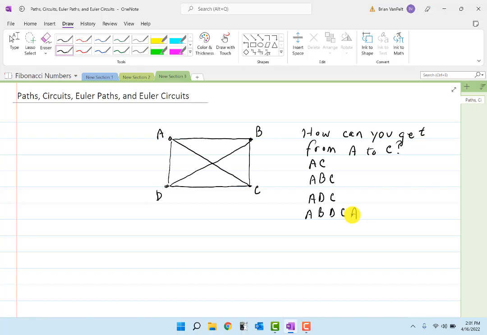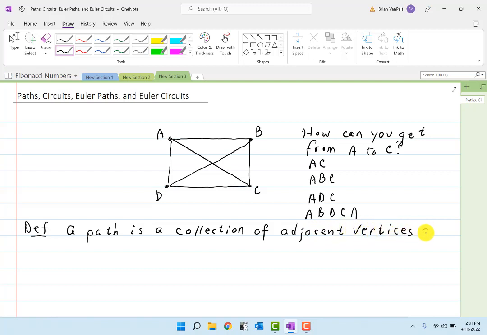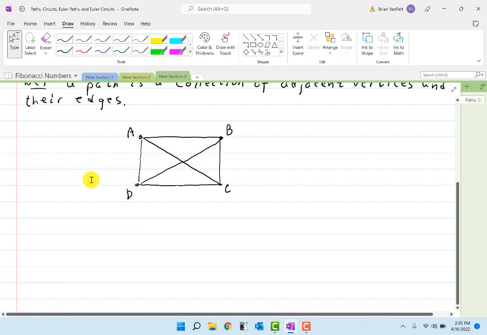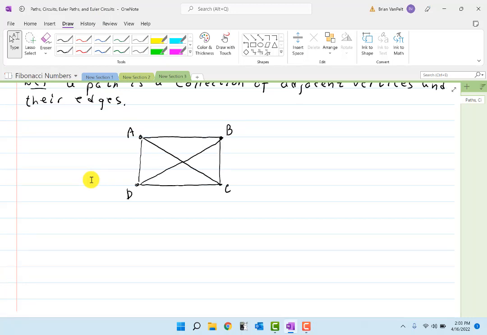So all of these things that I wrote up here are called paths. Let me write the definition. A path is a collection of adjacent vertices and their edges. Let me go over each of these paths and the way that I'm going to write them.